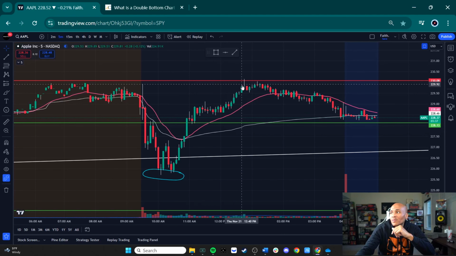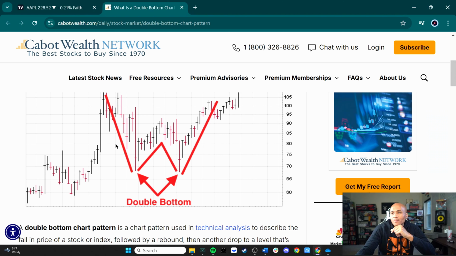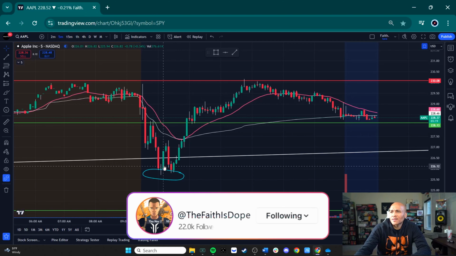And eventually, I probably wouldn't have held it that long, but it went from 226 to 230. So it made a $4 move at this double bottom right here. So that could have been a play that you could have taken today. And for a move like this, what's today?